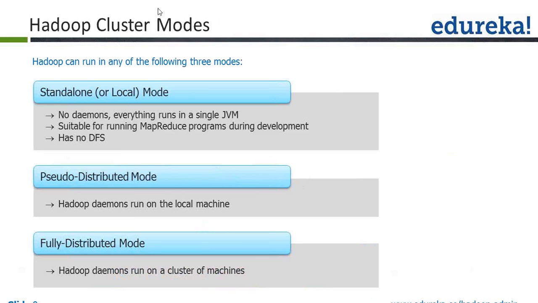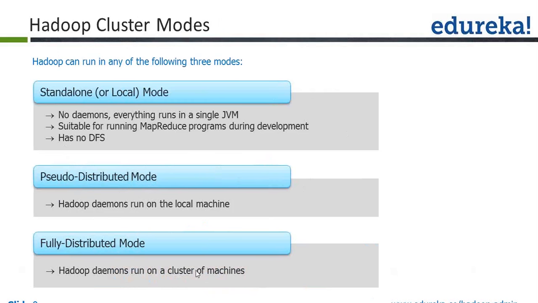Some of the important things you need to know are the multiple modes of cluster installation. One is standalone mode, the next is pseudo mode, and the third is fully distributed mode. You might already be familiar with these modes. Standalone doesn't have HDFS, a distributed file system. Pseudo mode is where you have all the daemons up and running on a single machine. The daemons are name node, data node, job tracker and task tracker, all running on a single machine.